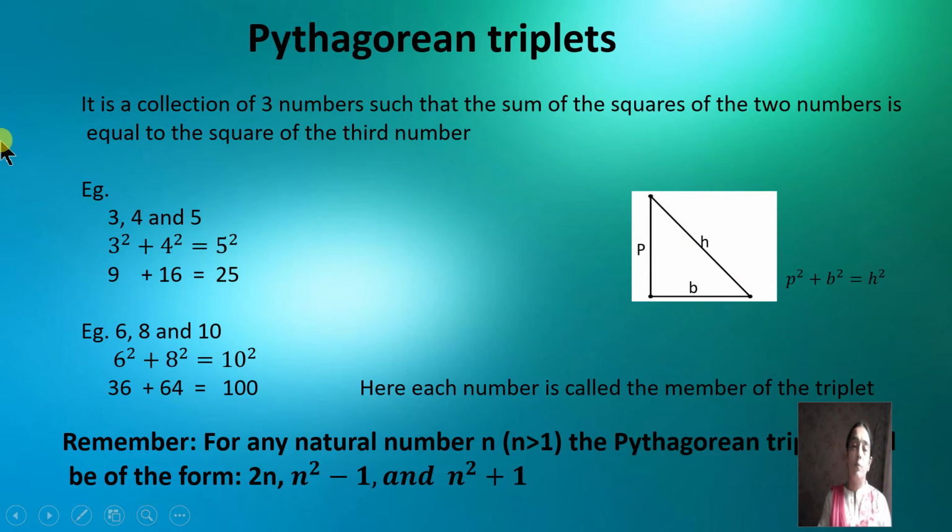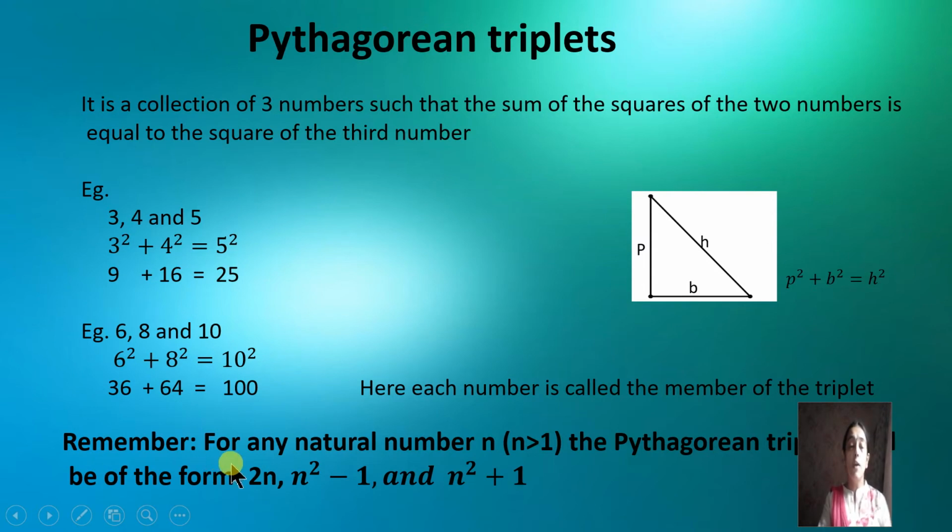Now, which numbers can be Pythagorean triplets? If we know one number, one member, can we find out the other members? Yes. If I know only one number, 3, can I find out the other numbers? Yes, I can find out the other numbers. Why? Because I know this rule.